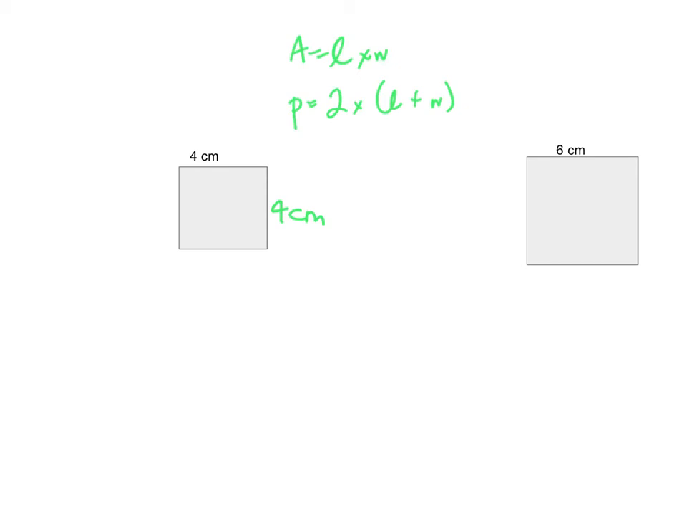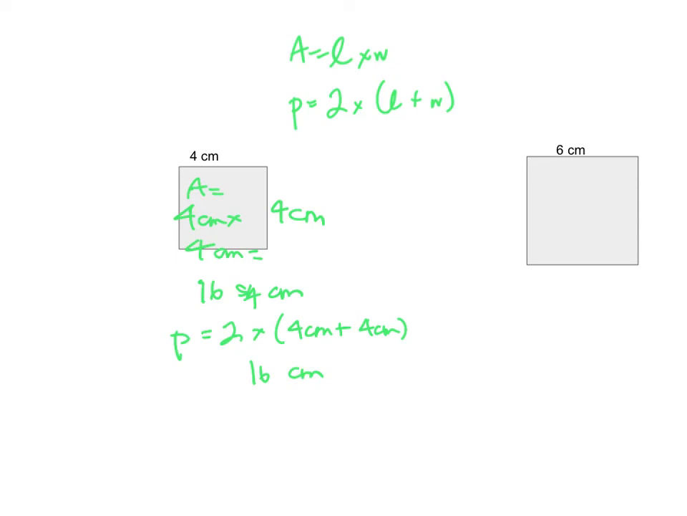So for our area, length times width, we've got 4 centimeters times 4 centimeters, and that is 16 square centimeters. Perimeter, we have 2 times the length plus the width. 2 times length plus width is 4 centimeters plus 4 centimeters. So that equals 8, so 16 centimeters. You could also have just looked quickly at it and said, oh, look, 4 plus 4 plus 4 plus 4. I know that 4 times 4 is 16.